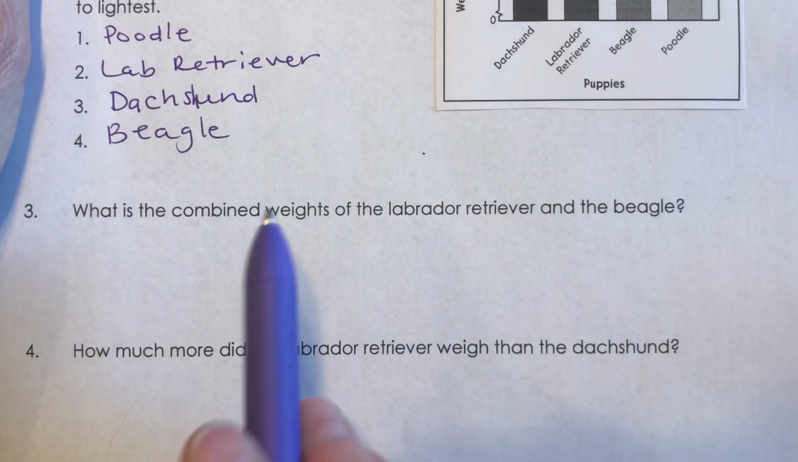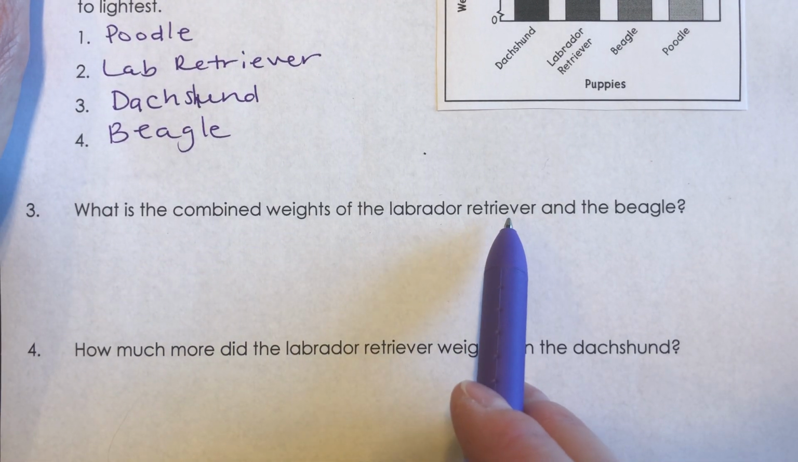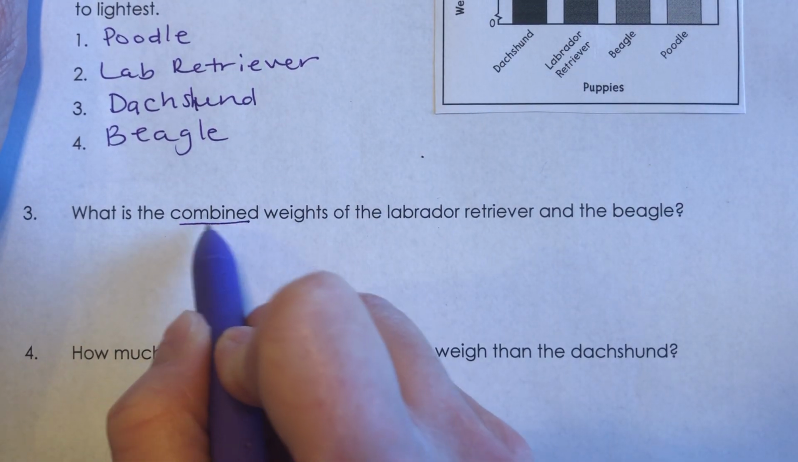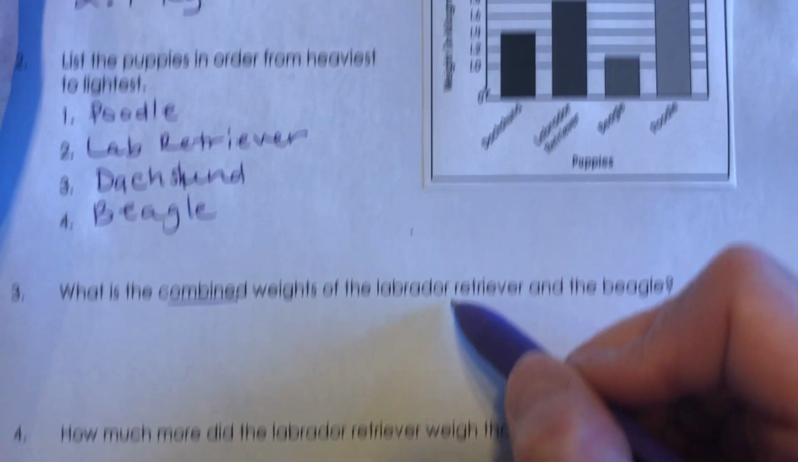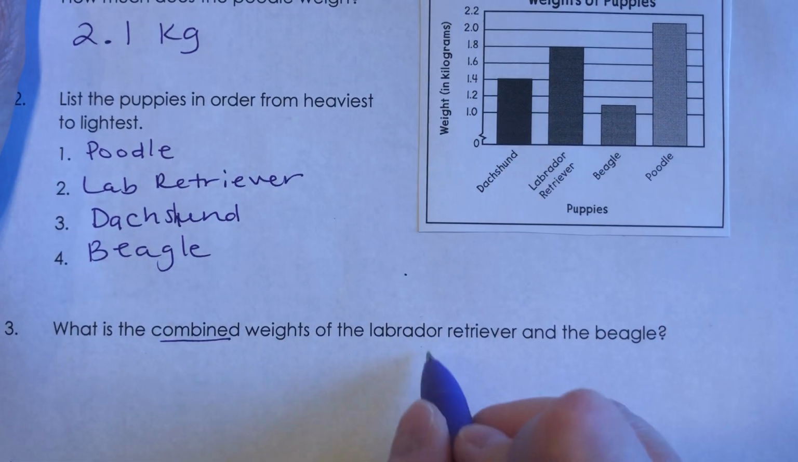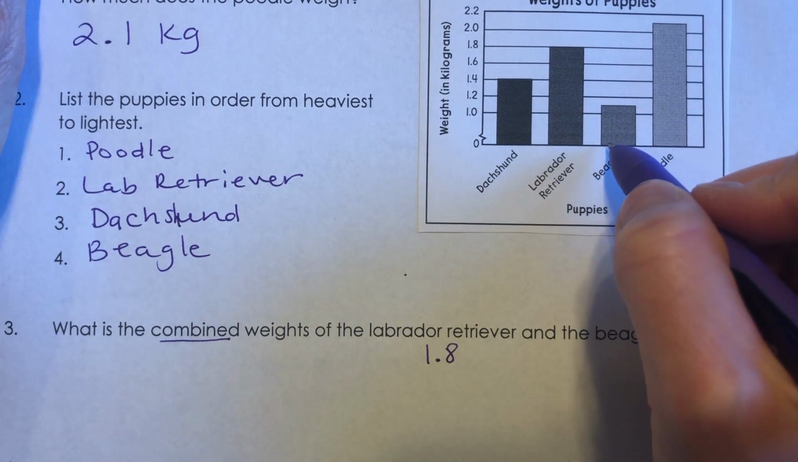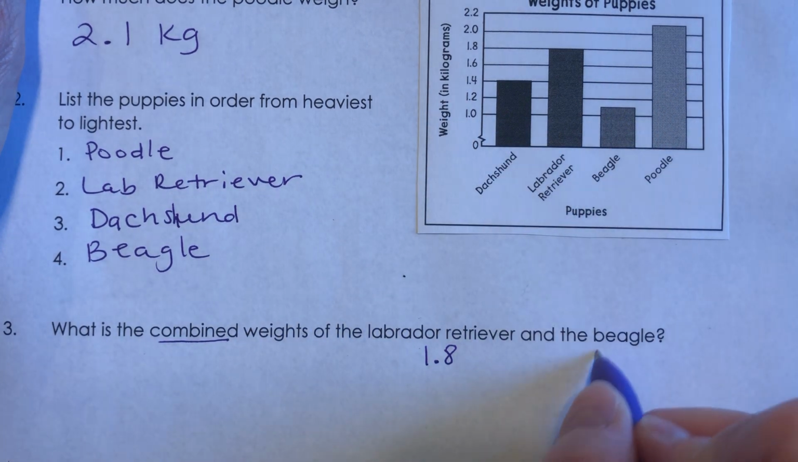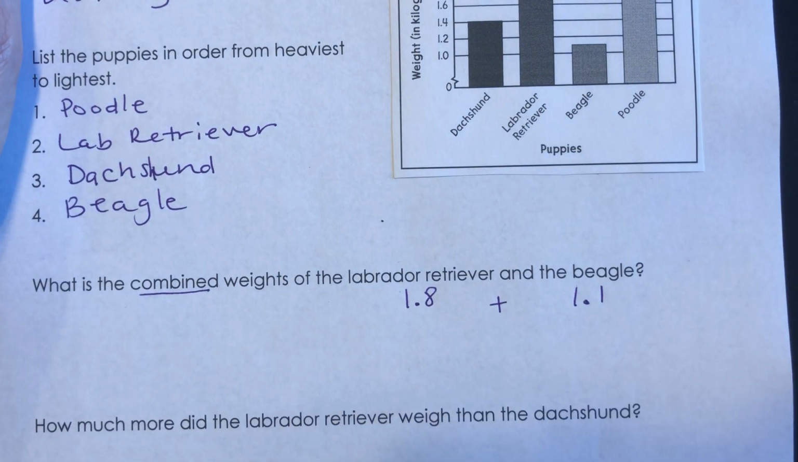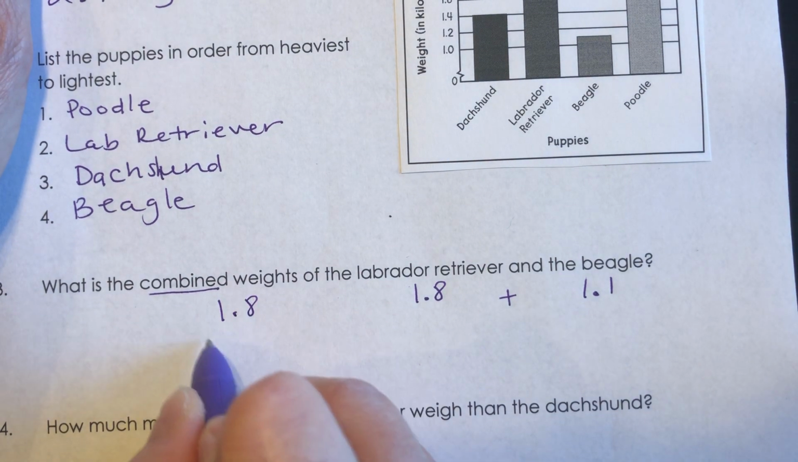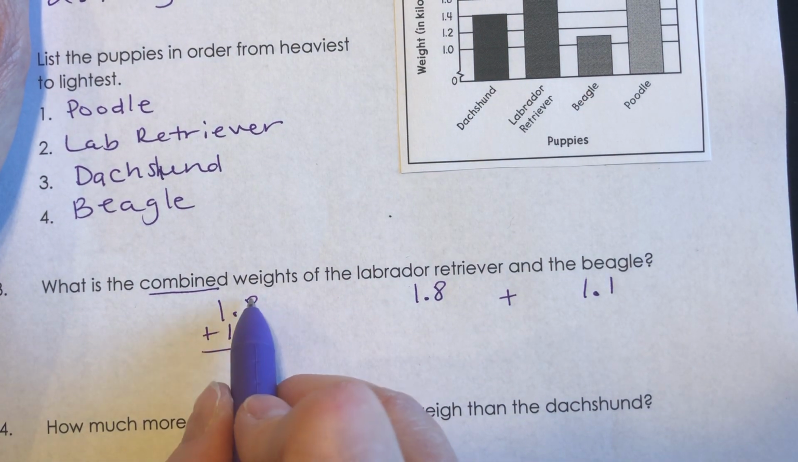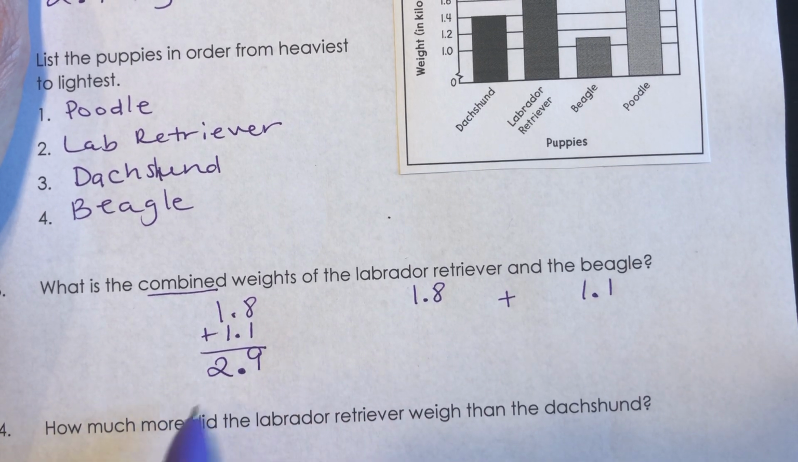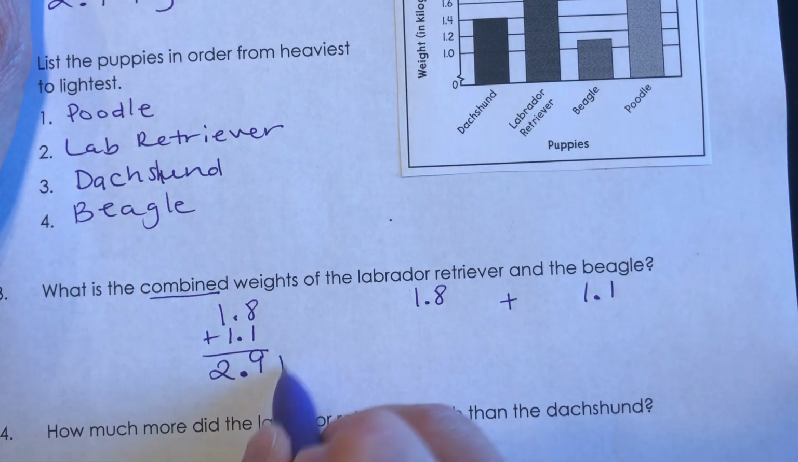Okay, number 3 says, what is the combined weights of the Labrador Retriever and the Beagle? So if I want to do the combined weights, that means I want to add them together. So it looks like the Labrador Retriever was 1.8, and the Beagle, when we follow it up and over, it's halfway between the 1.0 and 1.2, so that would make it 1.1. So I'm going to add those two together. So 1.8 plus 1.1. 8 plus 1 is 9. I bring down my decimal point, and 1 plus 1 is 2. So 2.9, and 2.9 what? 2.9 kilograms.